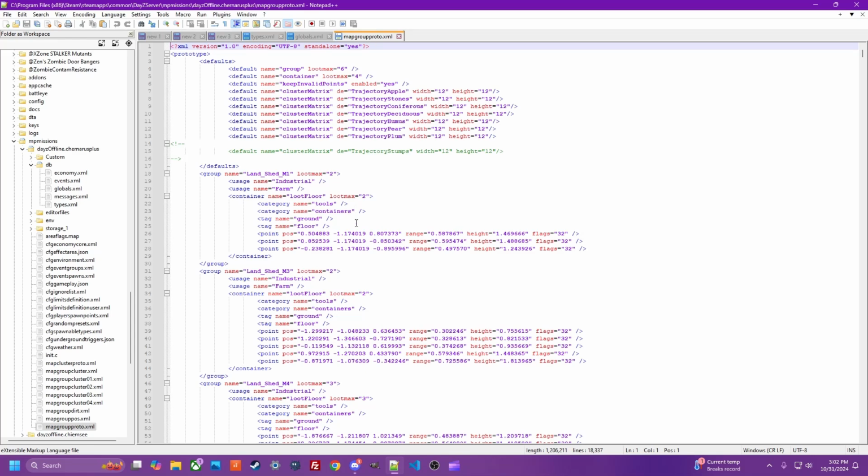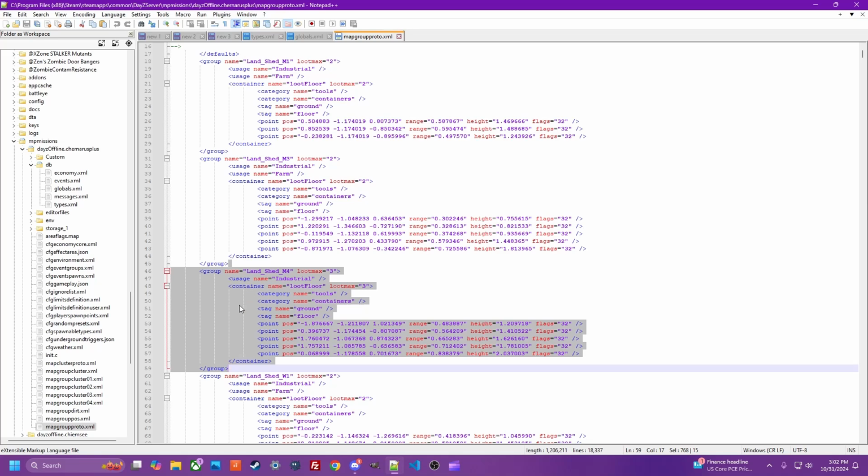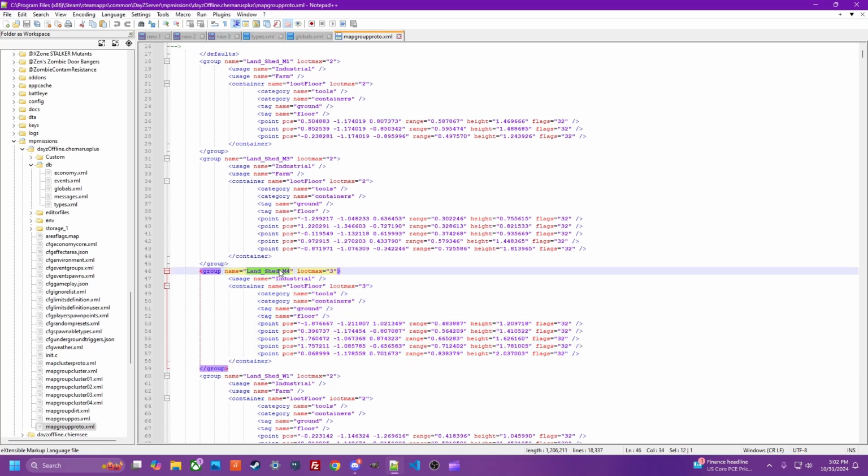Go into your map group proto. Your loot max, some of them have multiple containers, some of them only have one. But the first loot max is overall what this container or group or building, however you want to look at this. This is the max that it can have within it, period. That's it. Doesn't matter what the loot max is of the container, this could say 7. This is going to bottleneck it to 3, it's not going to matter. You need to bump each container to desire, add them up, make the loot max equal the containers.